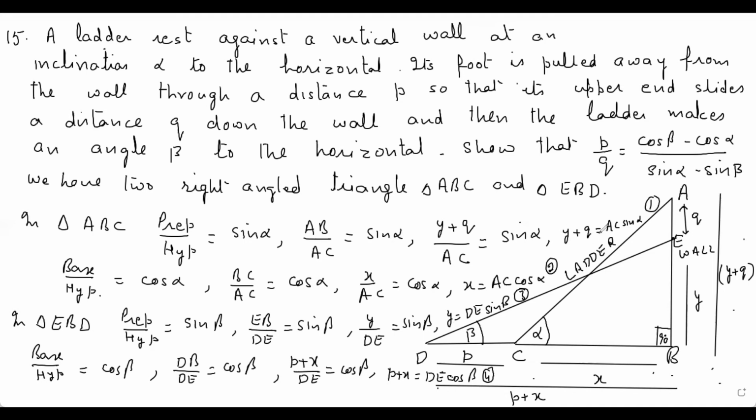One is y plus q is equal to AC sine alpha. The second is x is equal to AC cos alpha. The third is y is equal to DE sine beta. The fourth is P plus x is equal to DE cos beta. On the next page, I'm going to write all these four equations. Then I'll show that P by Q is equal to cos beta minus cos alpha upon sine alpha minus sine beta.